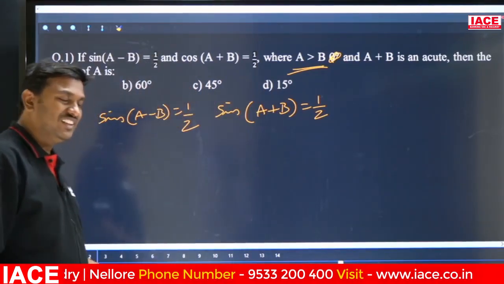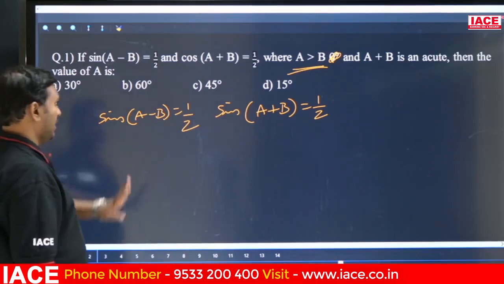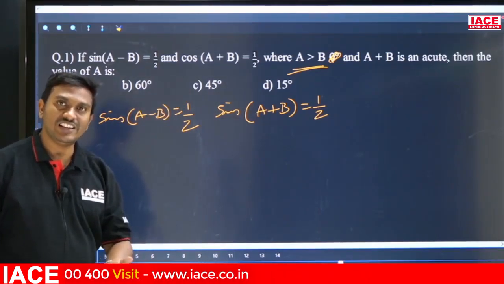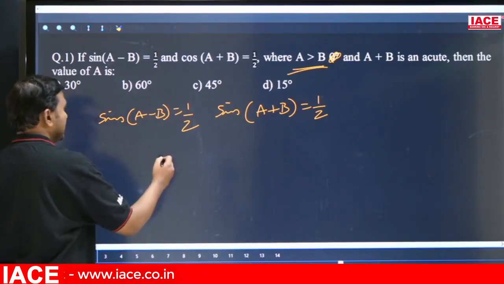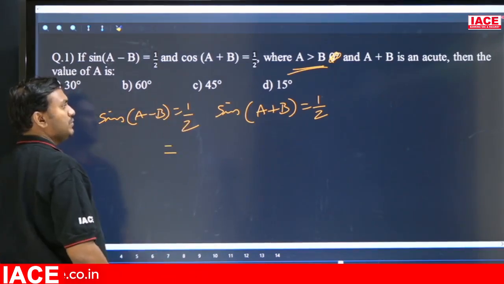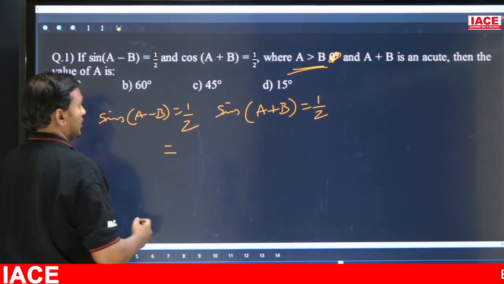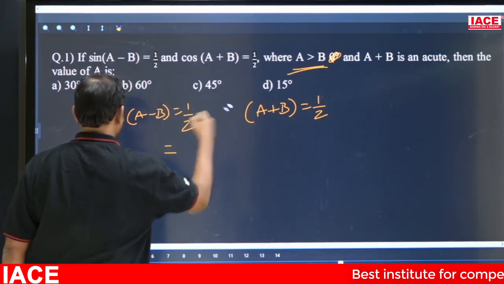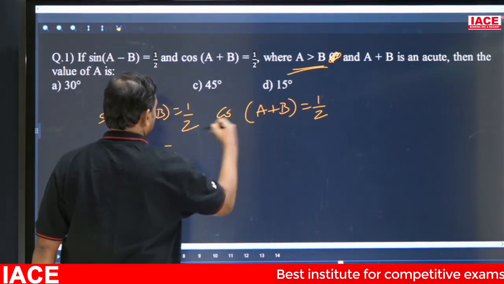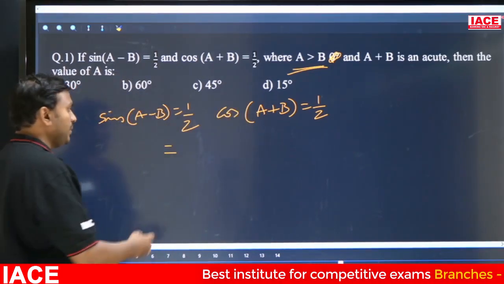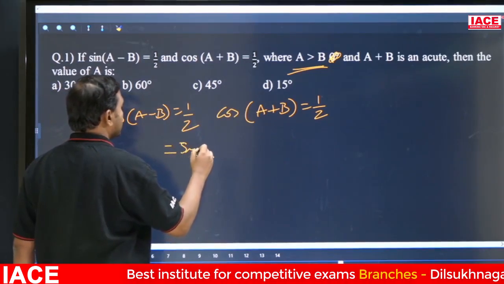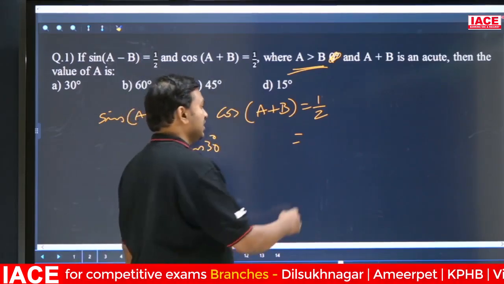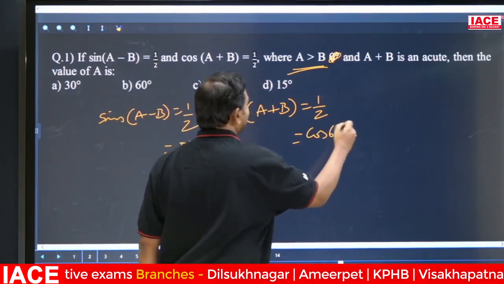Very simple question. Actually we can directly mark the answer, but I will explain. The answer is 45 degrees. Whatever it is, we'll see. Sorry, here cos is given, both 1 by 2. Where sine is 1 by 2, that is at sine 30 degrees. Similarly, where cos is 1 by 2, that is at cos 60 degrees.